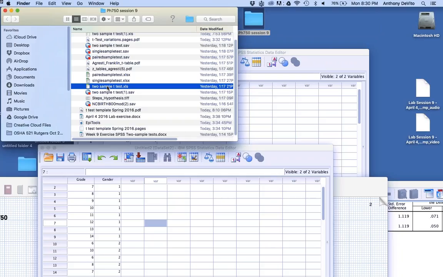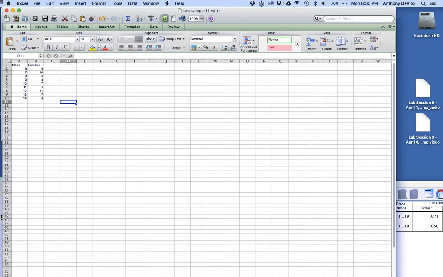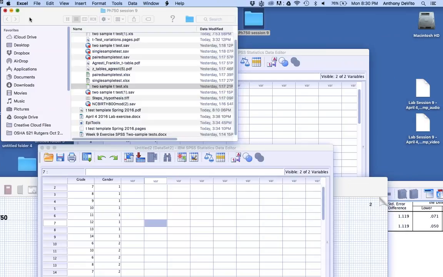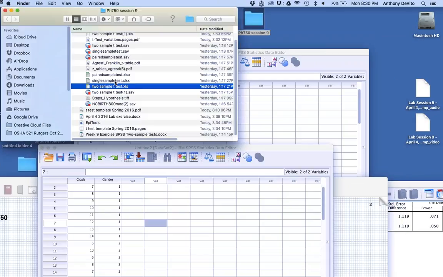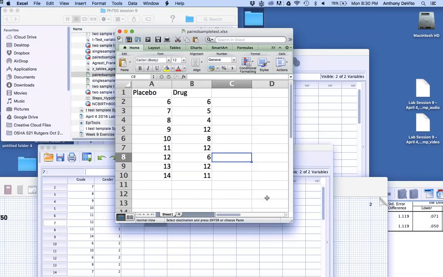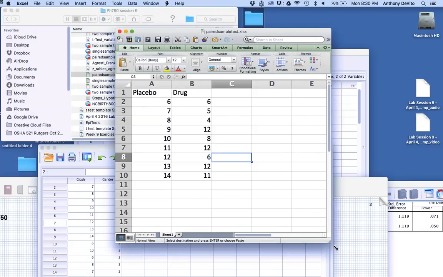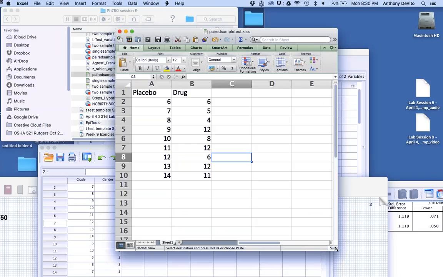Is there another sample here? Is this different? Let me see if that's different. No, it's the same thing. I'm not going to bother with it. I'm going to go instead to paired samples t-test. Okay, so now here's an example of a paired samples t-test.